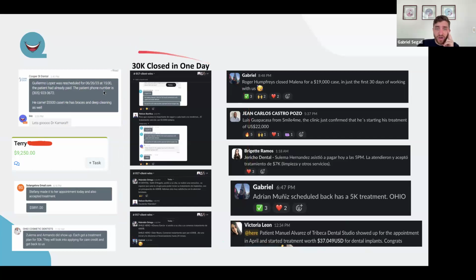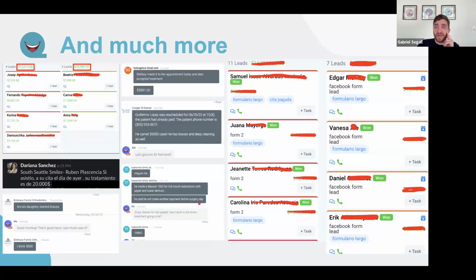This was $30,000 closed in 24 hours between 3 partners. These are some ortho cases, 5,500, 5,800. This is in one day. We had one practice treatment plan two $50,000 treatment plans each. That was 100,000 in one day. And you can see plenty more.